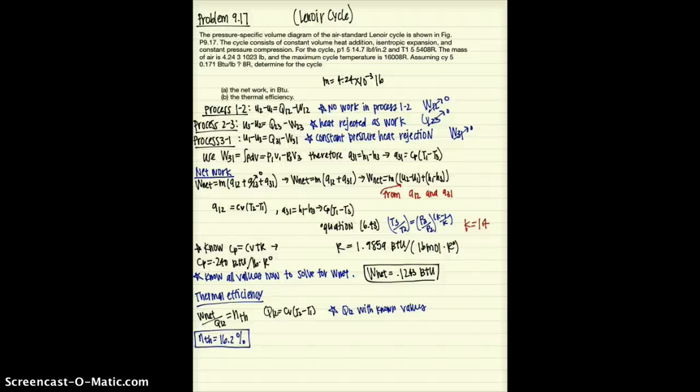We next need to solve for thermal efficiency. The thermal efficiency is equal to work net divided by Q from 1 to 2, where Q from 1 to 2 is equal to mass times Cv times T2 minus T1. Once we calculate Q from 1 to 2 with the known values, we find the thermal efficiency to be 16.2%.